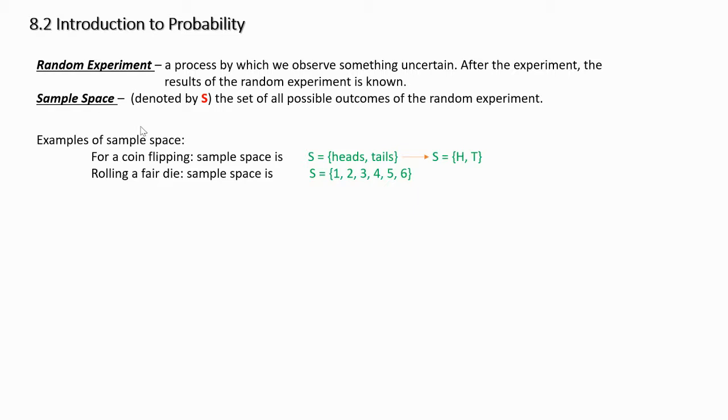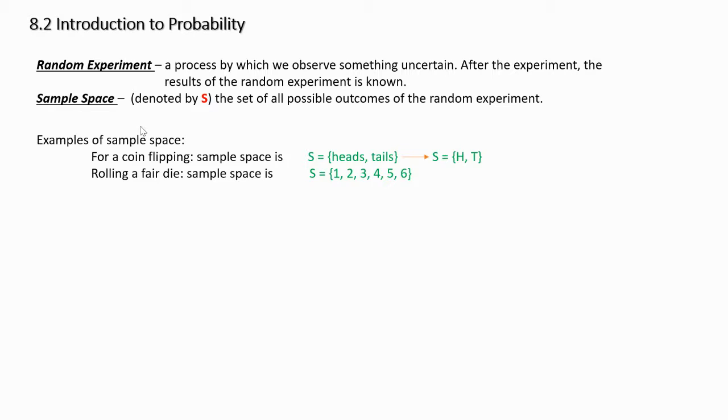Okay, let's start with 8.2. It's called Introduction to Probabilities. Random experiment. Okay, what's a random experiment? It's a process by which we observe something uncertain. After the experiment, the result of the random experiment is known.